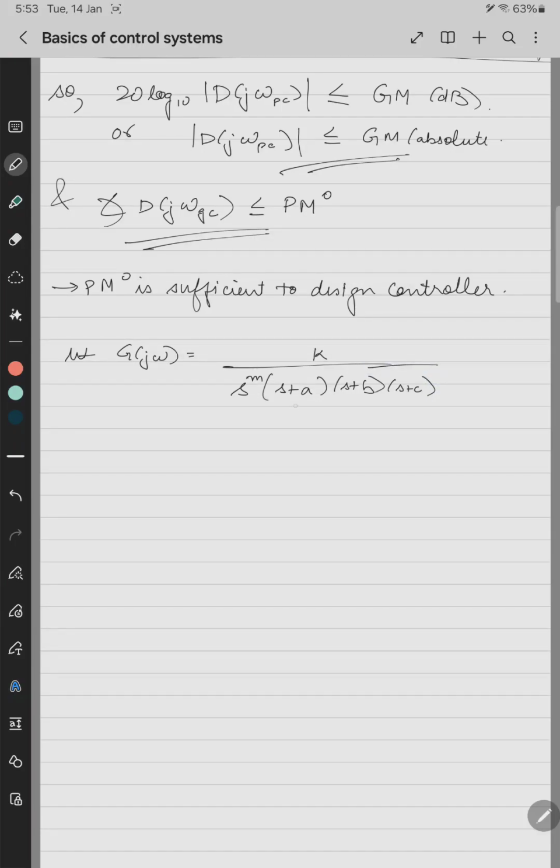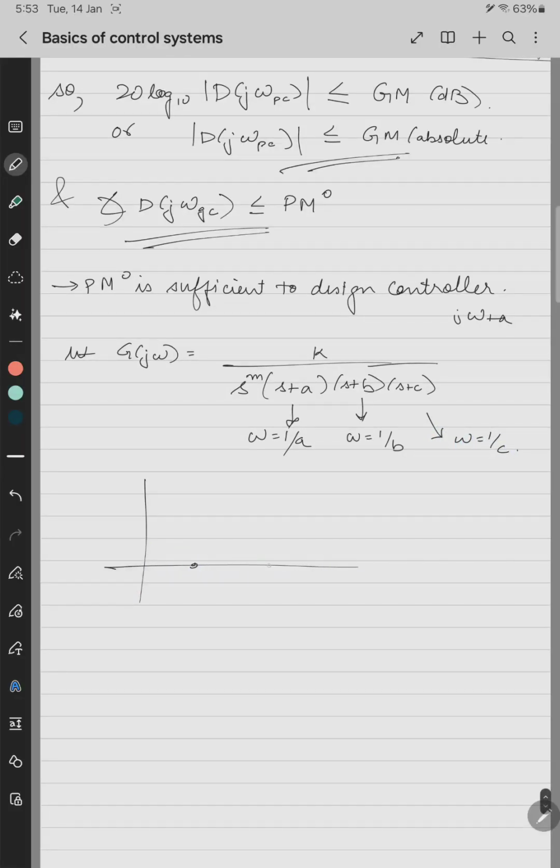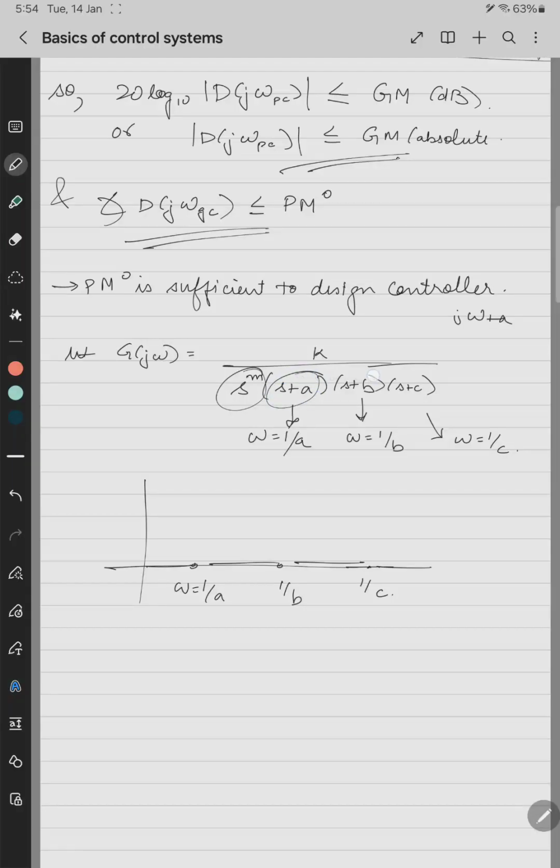So what happens? There are some frequencies, j omega plus a, so it is omega equals 1 by a. There are three corner frequencies: omega equals 1 by a, omega equals 1 by b and omega equals 1 by c. Three corner frequencies, 1, 2, 3. So it means there are 4 regions. There are 4 terms here on the pole side.